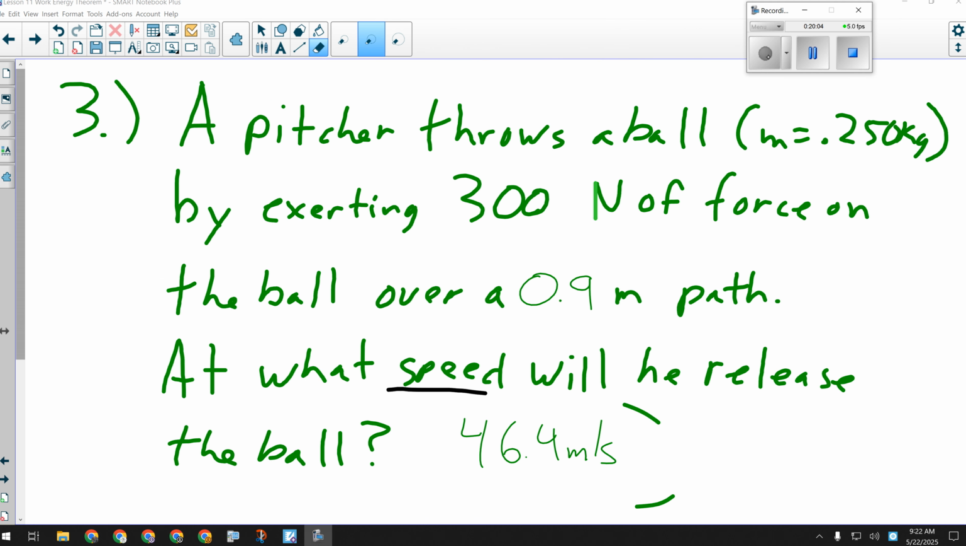I want you to give this one a try. The answer is there. The answer is 46.4, so when you're done, you get that number, you did it right.